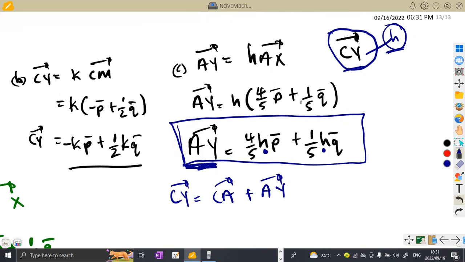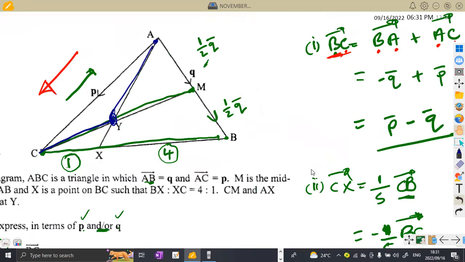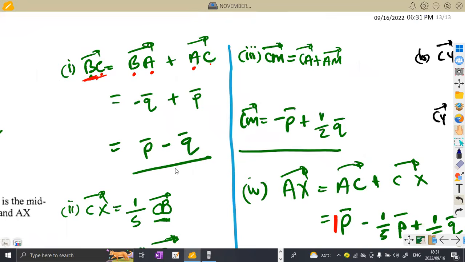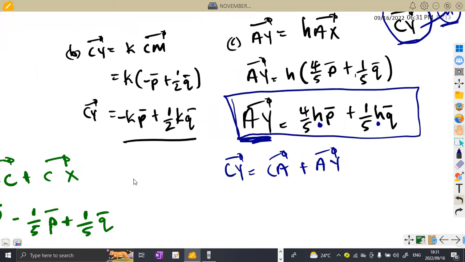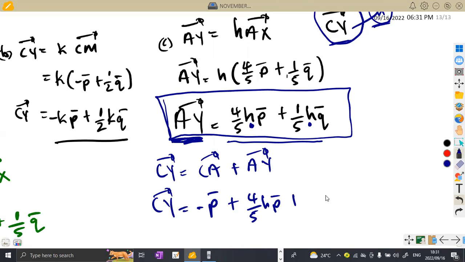Okay, so CA we have to take from the diagram. CA is simply opposite in direction, from C to A. That's negative P. We talked about this previously. So CY is equal to negative P plus AY. This is your vector AY here, which is plus 4 over 5 HP plus 1 over 5 HQ. So that's what you're going to have in this case.